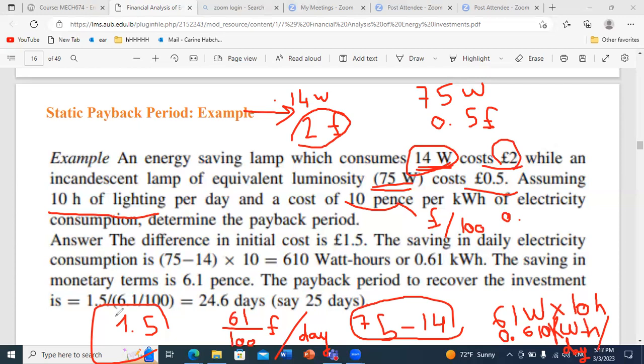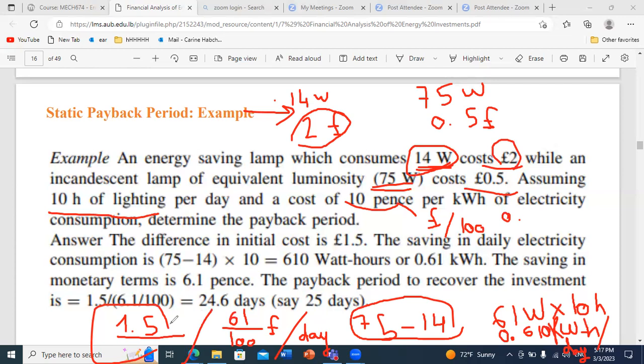Of course, you might have a change in the schedule, so you might not have a constant amount of operating hours. But here in the problems, I assume constant operation, a constant number of operations per day. So I can just say that if I divide the additional investment I made when bringing in the lamp with a higher cost, which is an additional 1.5 pounds, to determine the static payback period, I should divide by the saving per day to determine the number of days needed to recover the cost.